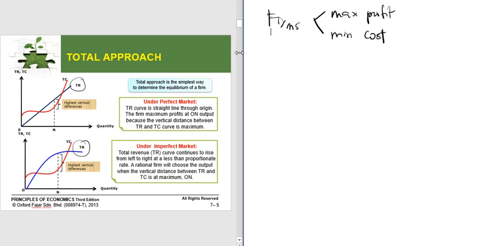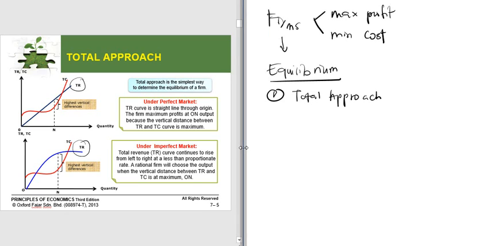Now for these firms to find equilibrium, we can actually use two approaches to determine whether these firms are at equilibrium or not. The first approach is what we call the total approach. Another approach is what we call the marginal approach.